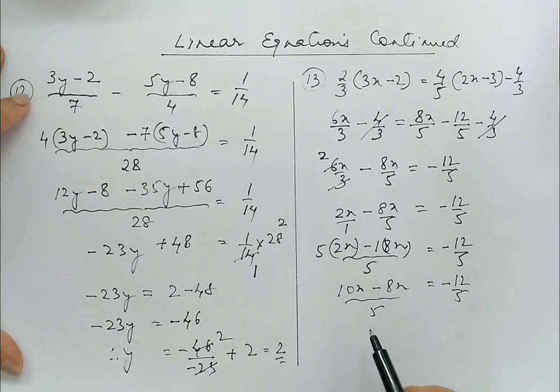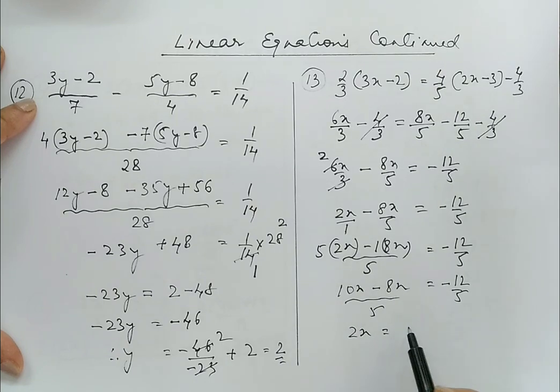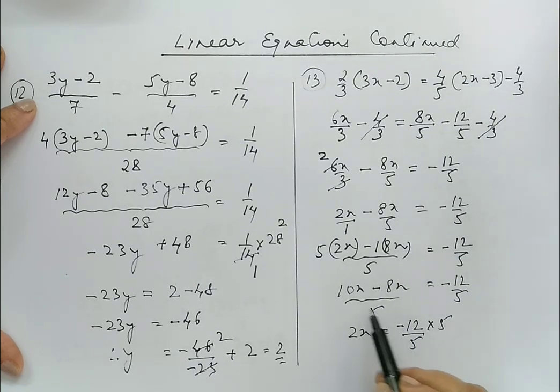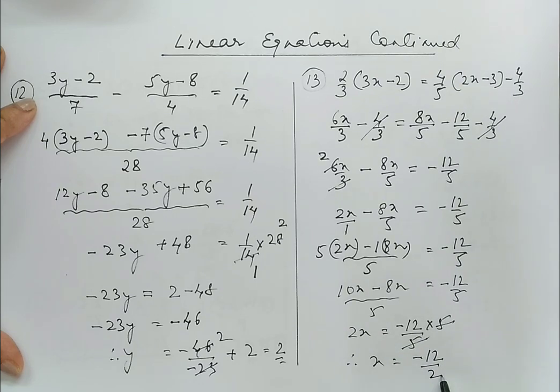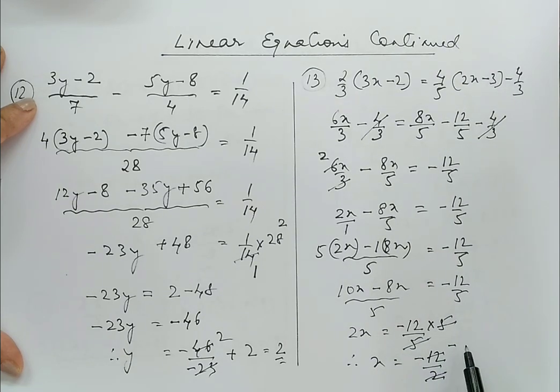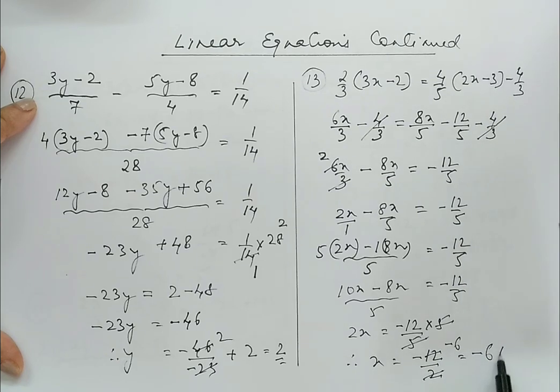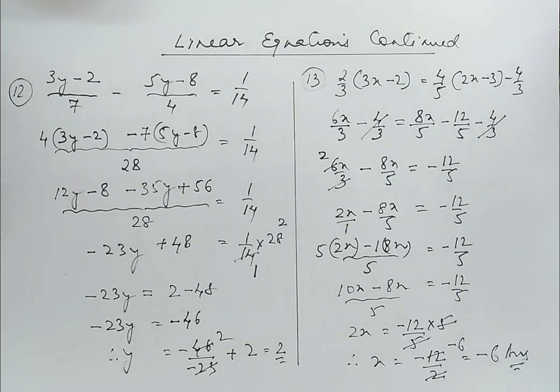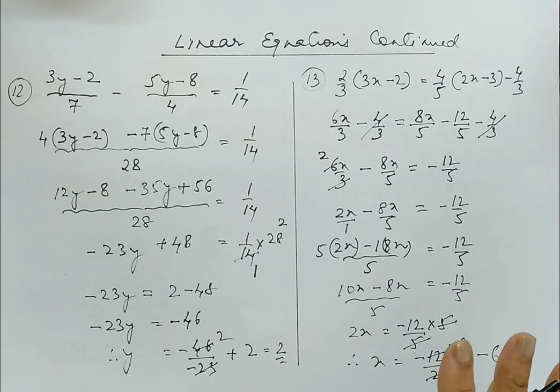Alright guys? So here we have 2x equals minus 12 multiplied by 5, because this 5 goes to multiply as it is dividing here. 5 gets cancelled. Therefore, x equals minus 12 over 2. This gets cancelled. I am left with minus 6 as my answer. So guys, this was as simple as this. The travel from the first page to this third or fourth page hasn't been difficult, right?